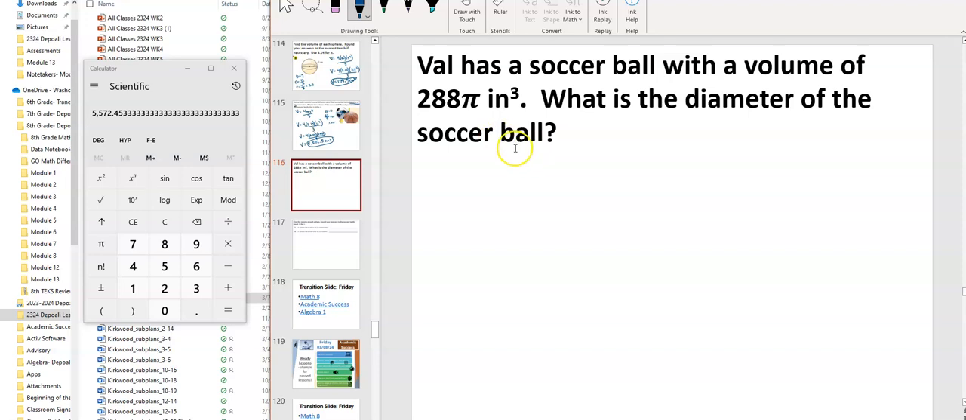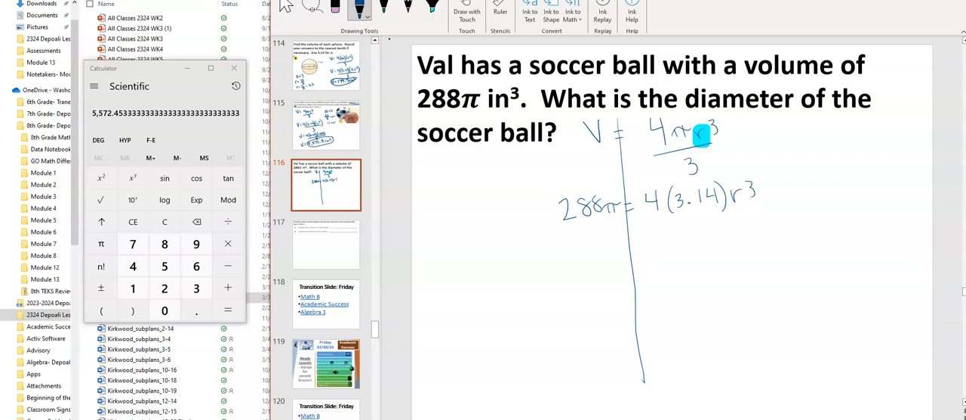Okay, now we have our reverse problem. So we have a volume that's given, okay? So in our formula, volume equals 4 pi r cubed divided by 3. I know my volume, okay? So I'm going to start replacing the things I know. I know that my volume is 288 pi, okay? I don't know the diameter of the soccer ball or the radius of the soccer ball. So the thing I'm trying to find is r right there. So I am going to plug in the stuff I know, like pi.